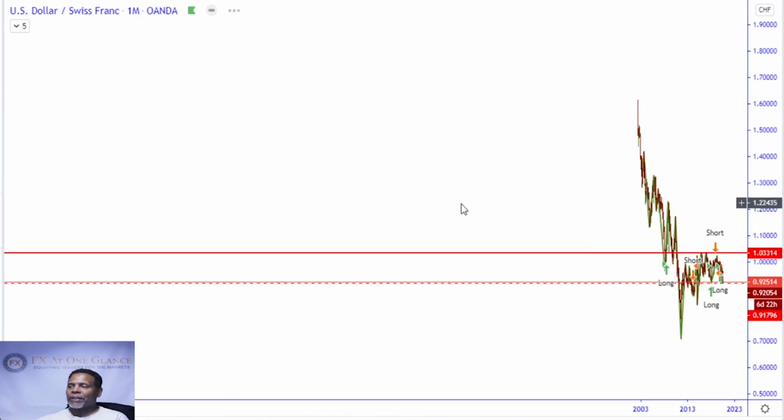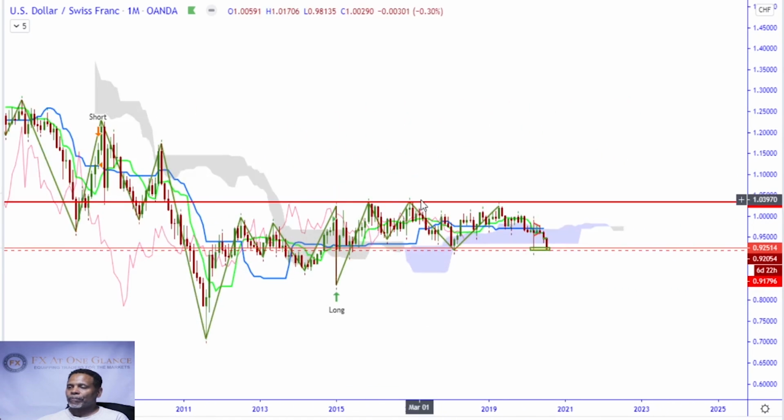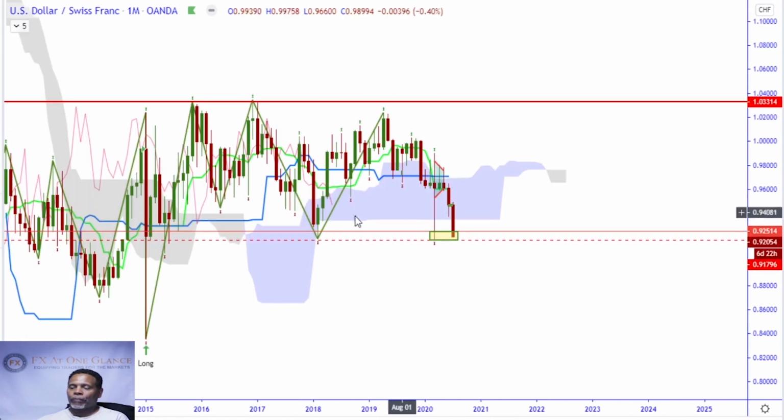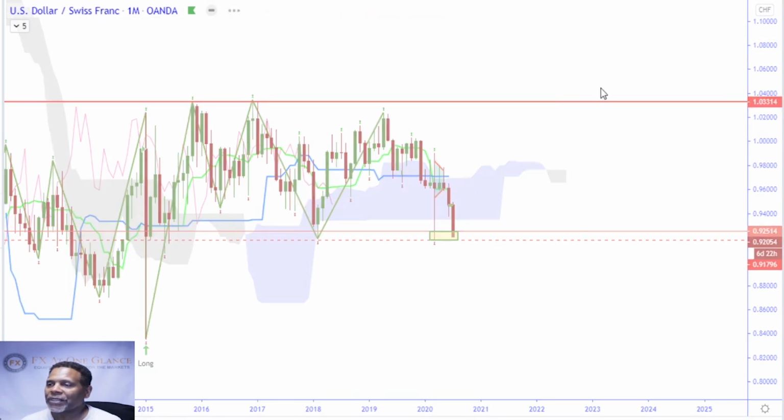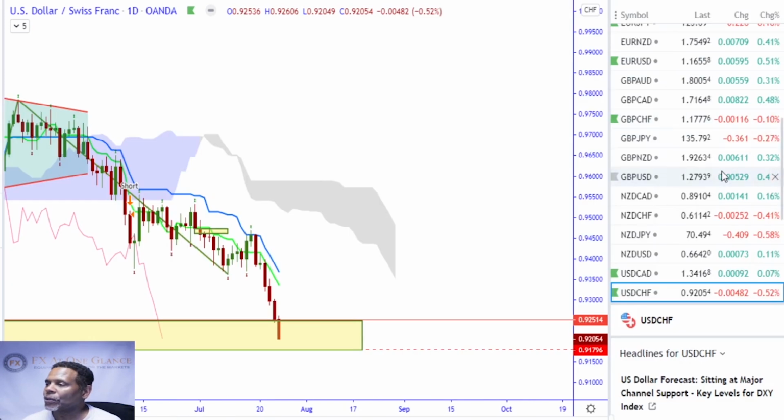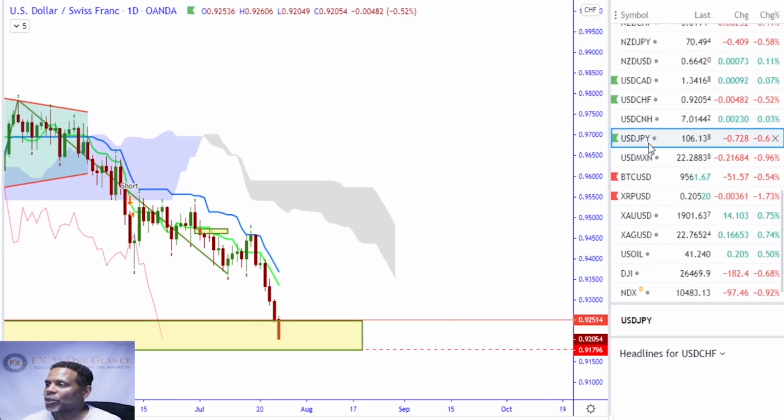And when I go to the monthly, let's see what it is. Very strong level on the monthly. All right, so we're looking to see what happens at this point. So back to the daily, and then let's go to this last one, US dollar yen.